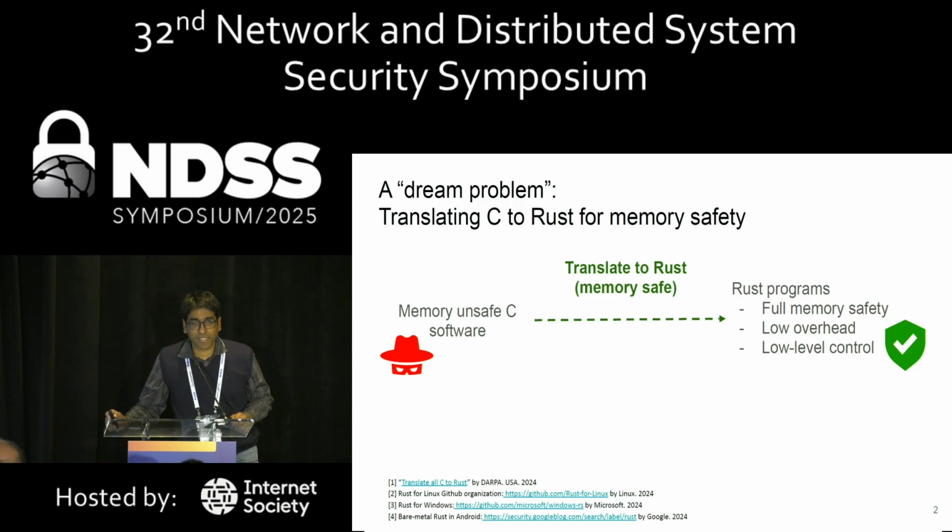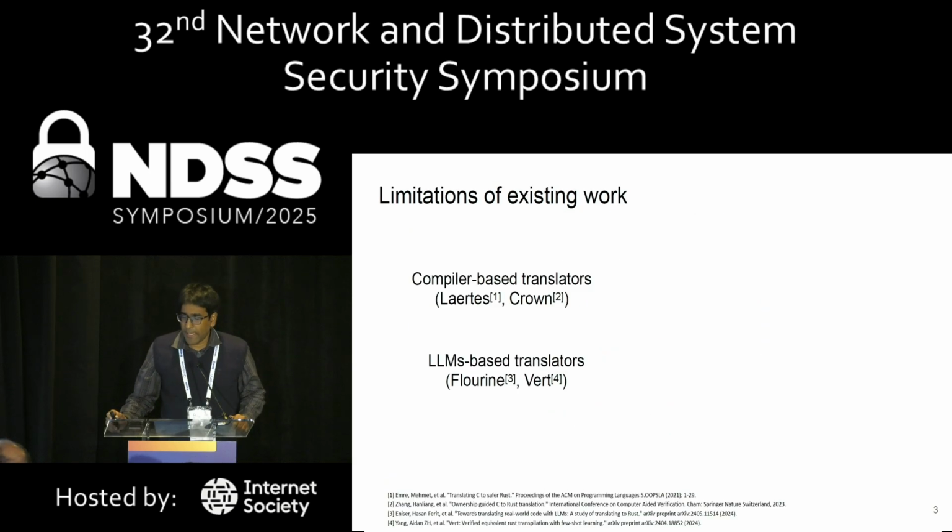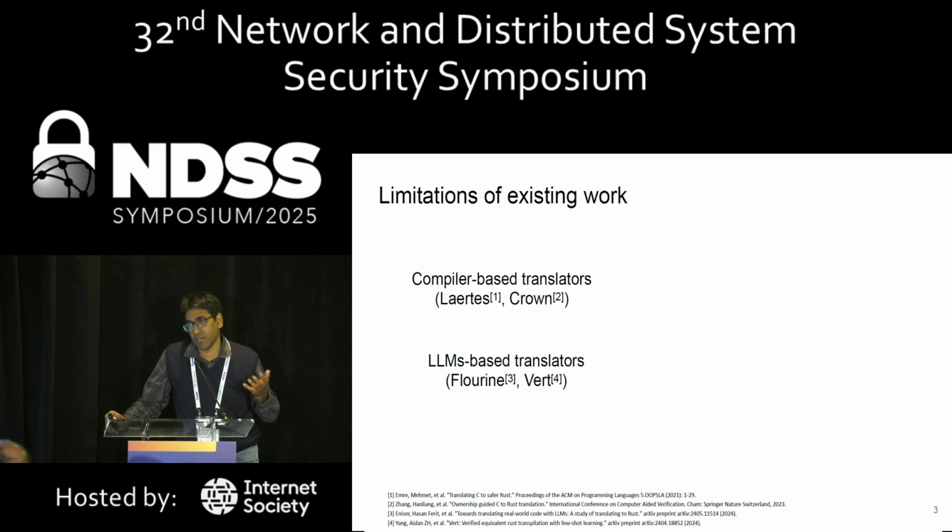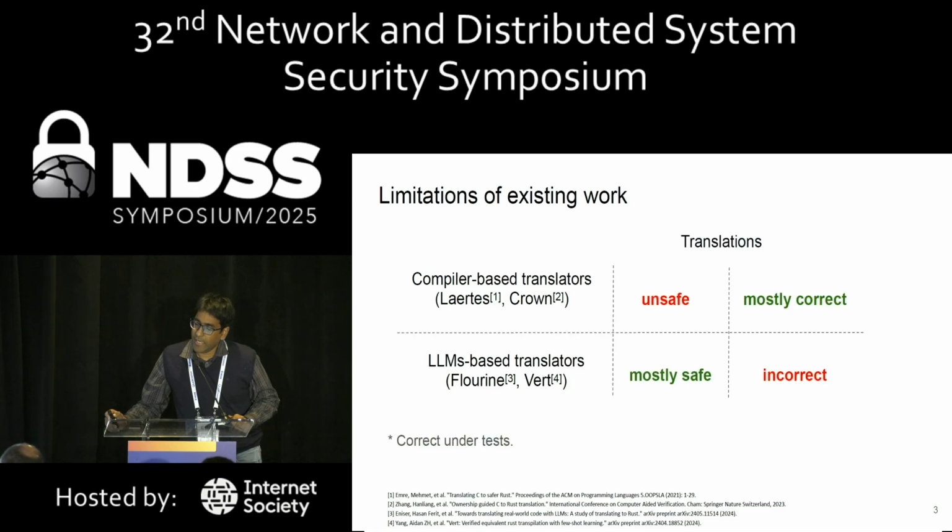So it's not surprising that larger companies are now paying attention to this problem, as well as governments. There have been a number of automatic translation systems that will take C code and try to generate safe Rust from it. The issue, though, is that if you look at both of the common approaches, one is based on compiler-based translation, and the other one is based on LLMs. Both of them have complementary strengths.